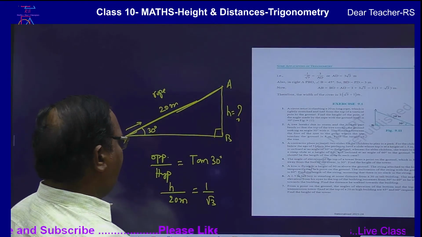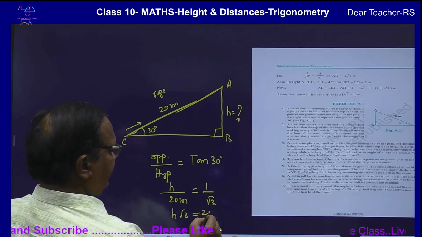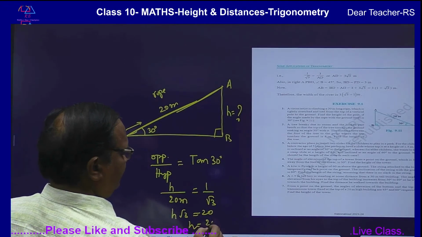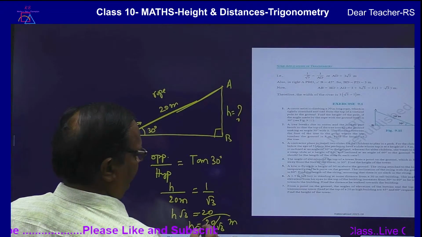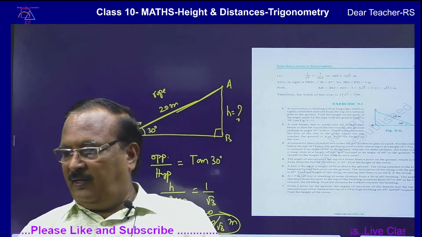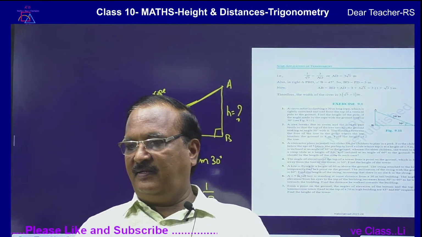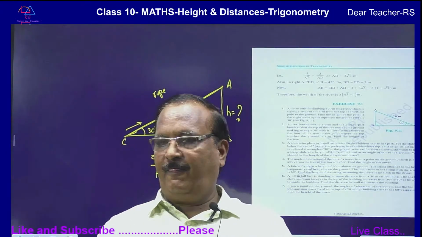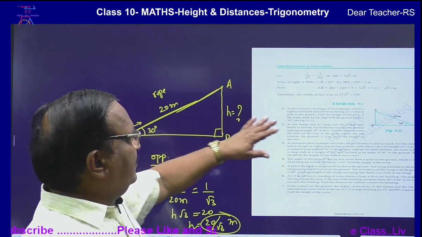So now cross multiply it. So h root 3 is equal to 20 and h is equal to 20 upon root 3 meters. This is the height of the tower. Okay. Anika, is it okay? My voice is fine? Right. So this is question number 1.